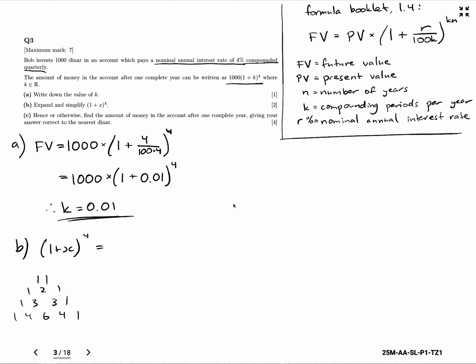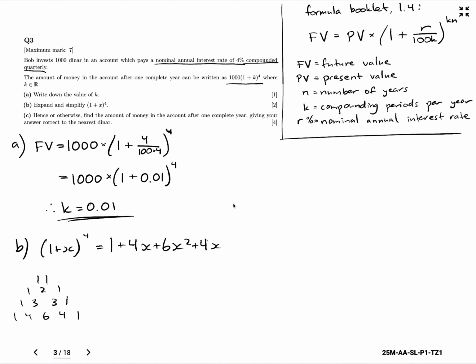So it's going to be 1 times 1 to the power of 4, which is 1, plus 4 times 1 to the power of 3, x, and then 6, 1 squared, which is 1, and then x squared, plus 4 again, x cubed, plus x to the power of 4. And that's already simplified. So that's all for part B.